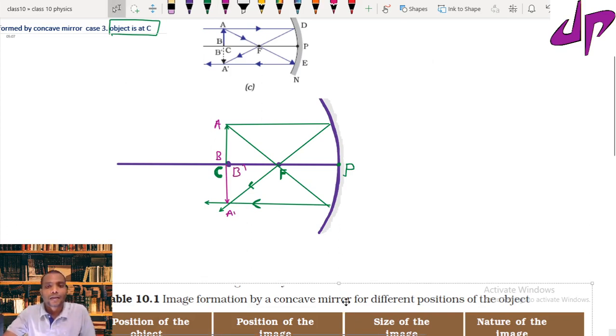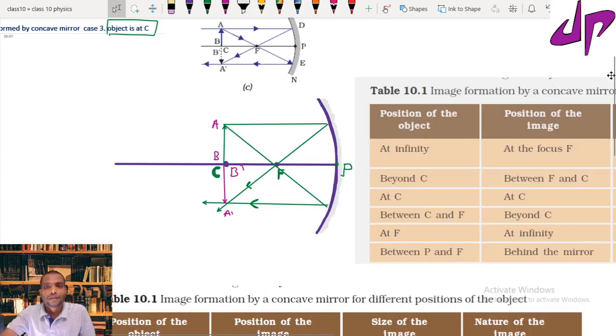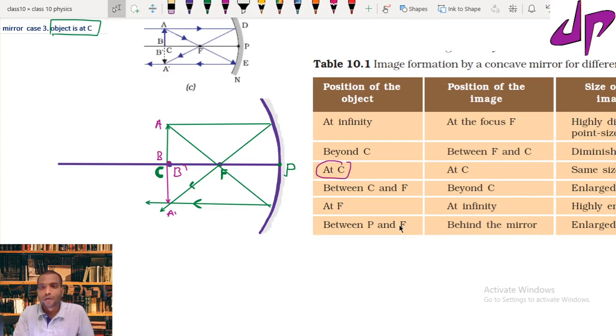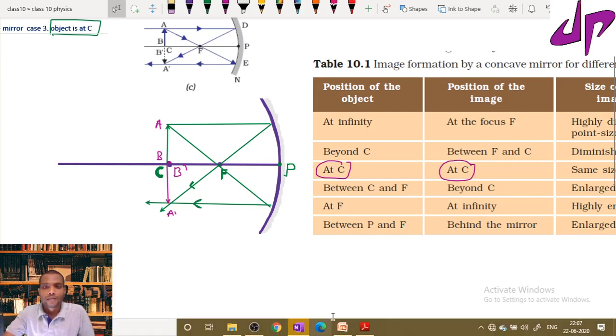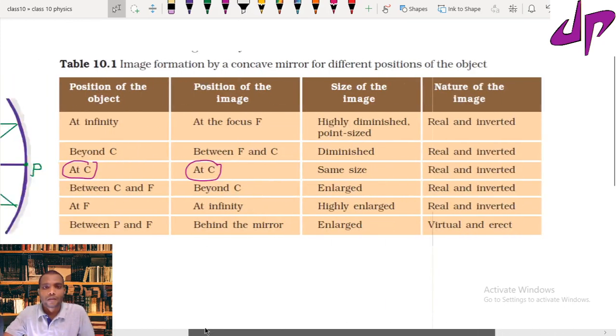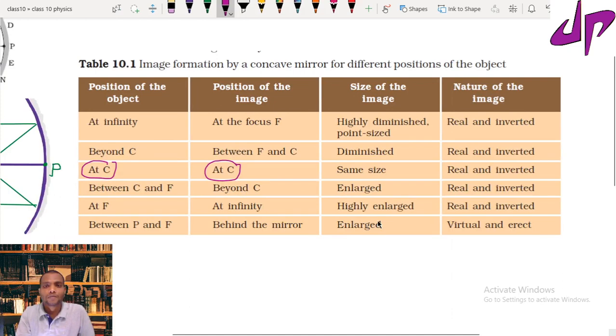Now the characteristics of the image: if the object is at the center of curvature, the image also forms at the center of curvature. The size of the image is equal to the size of the object, and the nature of the image is real and inverted.